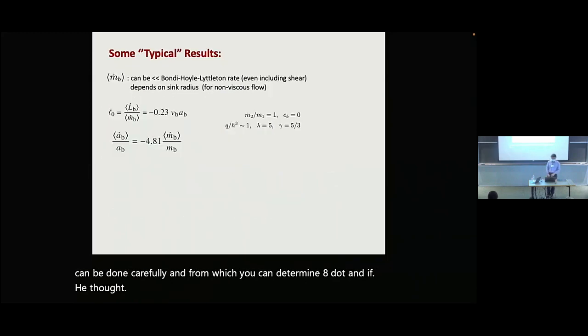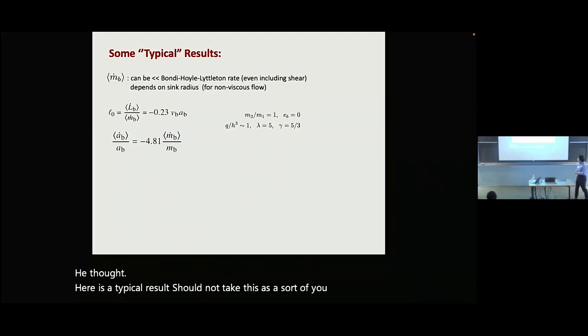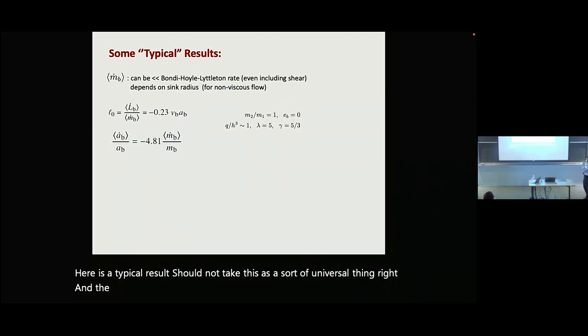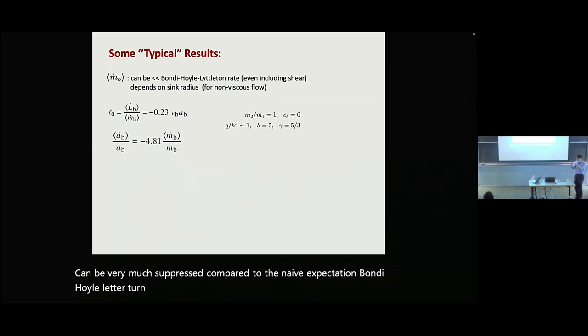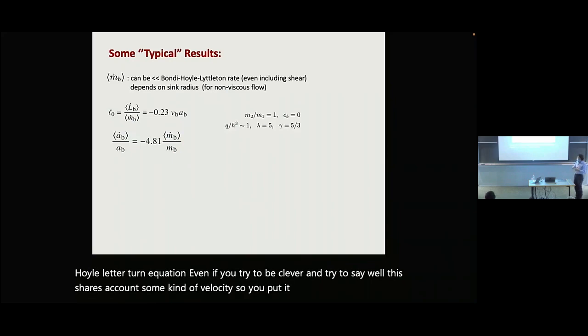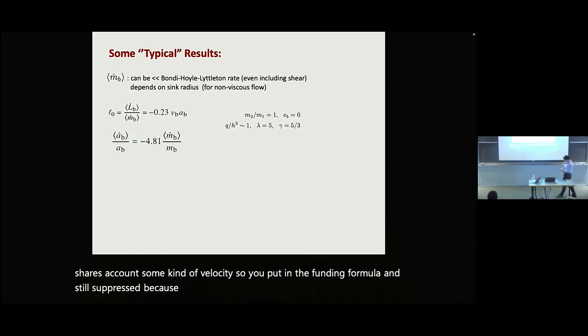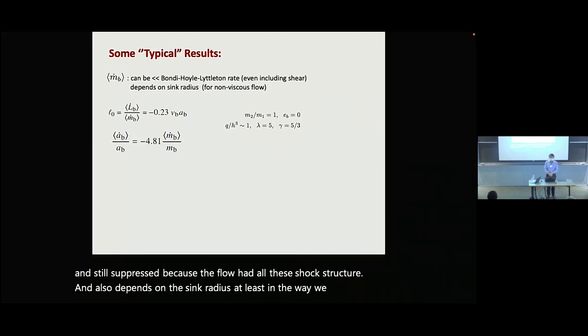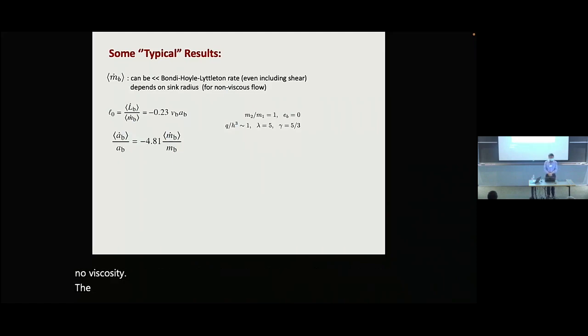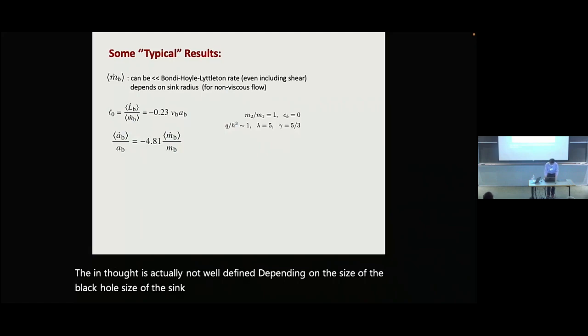Here is a typical result. You should not take this as a universal thing. The M dot onto the binary can be very much suppressed compared to the naive expectation from the Bondi-Hoyle-Lyttleton equation. Even if you try to be clever, and say this shear is some kind of velocity, so you put it in the Bondi formula, that's still suppressed because the flow has all this shock structure. It also depends on the sink radius, at least in the way we are doing it with no viscosity. The M dot is actually not well defined, depending on the size of the black hole, the size of the sink radius. This is actually a typical feature when you have this large shear flow.